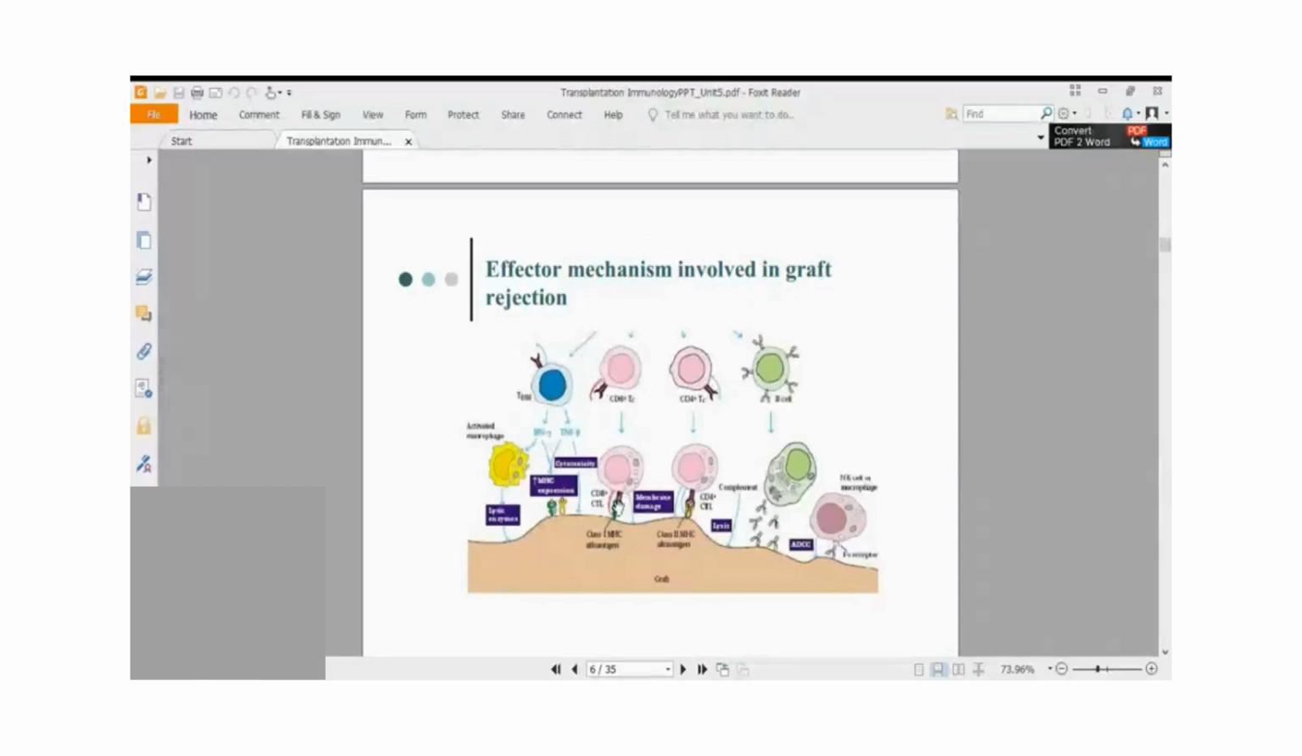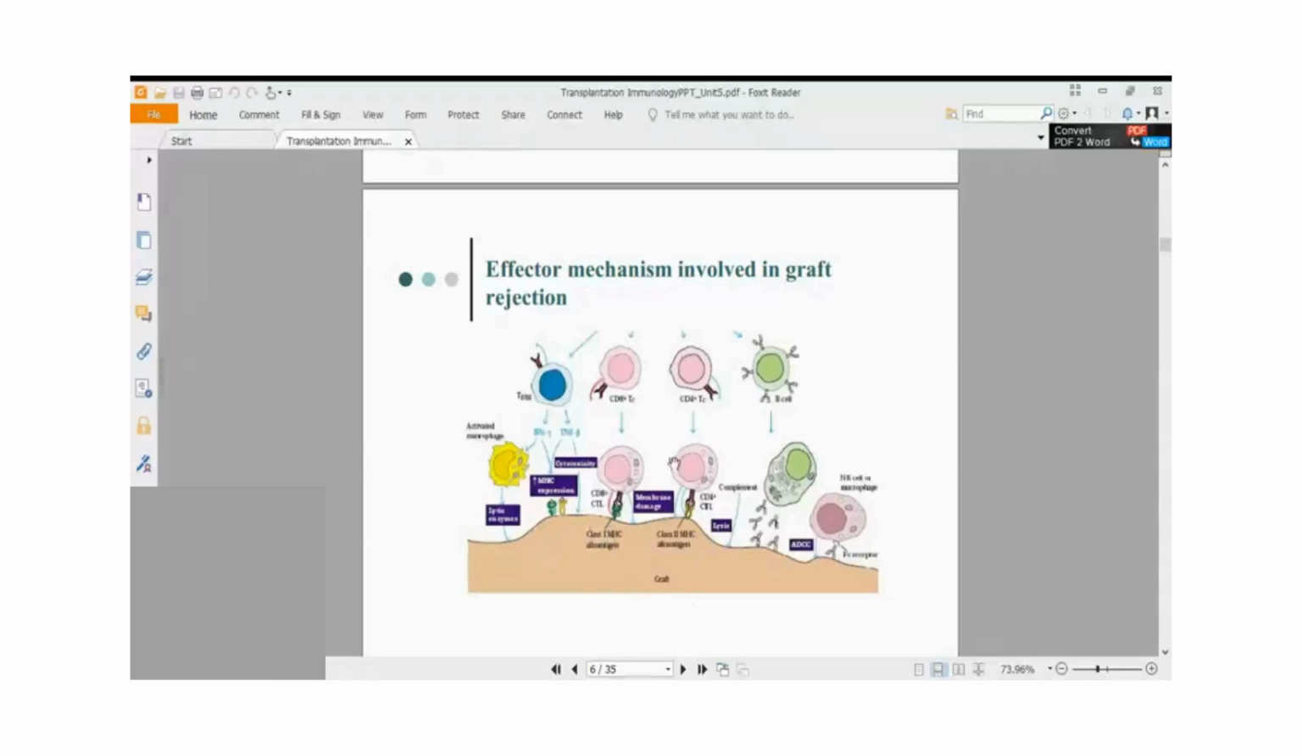And as soon as they recognize that antigen, they lock themselves with that particular antigen on class 1 MHC. Now they are going to be activated. And you know what happens with CD8 T cell activation. They are cytotoxic cells. They will start producing perforins and granzymes, and start pouring those granzymes and perforins onto the organ and damaging the organ.